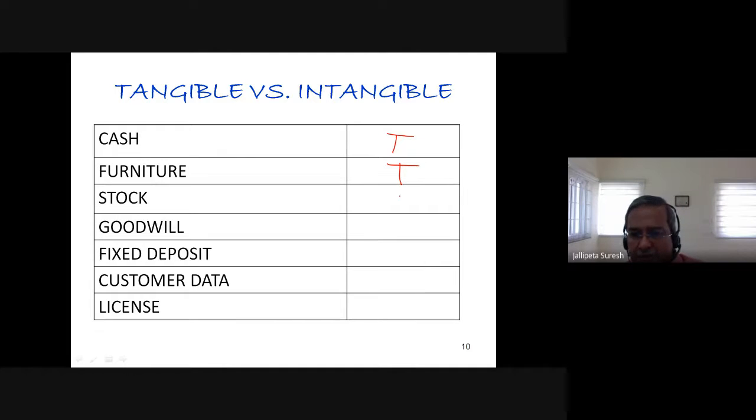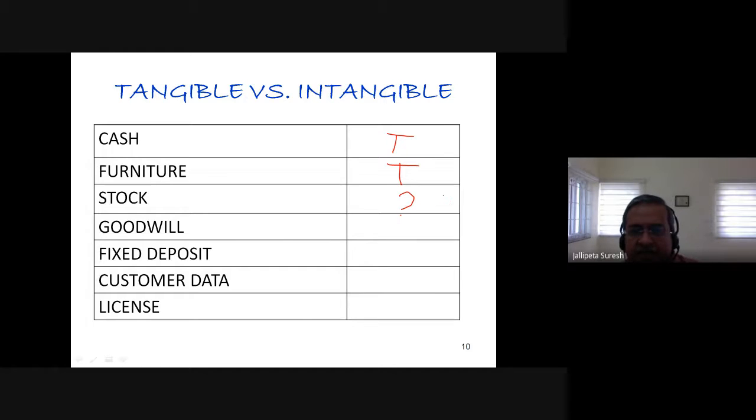Now comes the stock. Is it tangible or intangible? We will revisit this because we have just begun understanding the concept of intangible assets. We will come back and decide after a while what exactly the stock is. Tangible means touch and feel. Say if you have a shared document, nowadays everything is digital, so you cannot even touch and feel it, right? But it has a value.